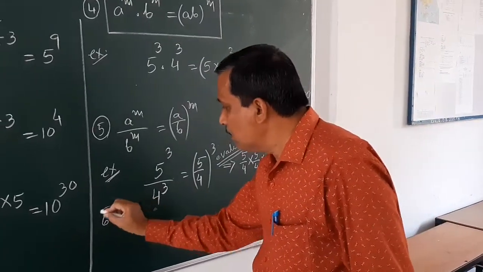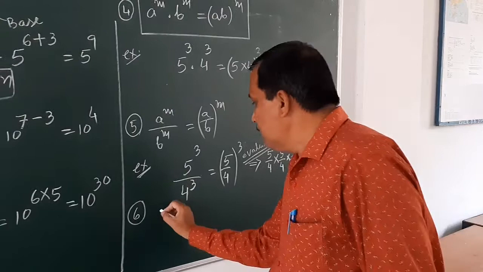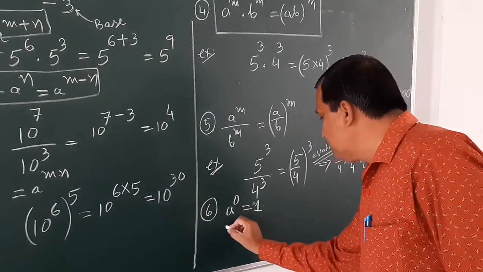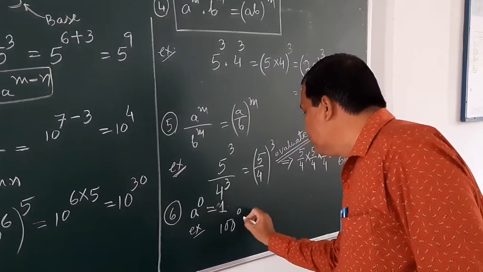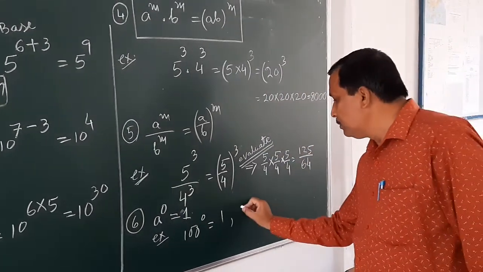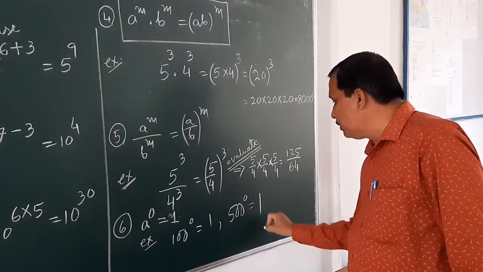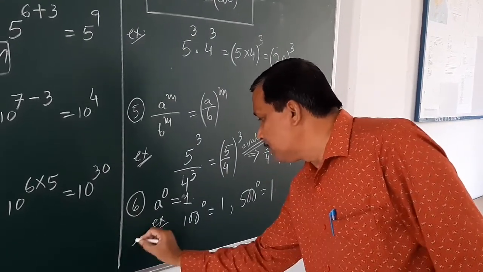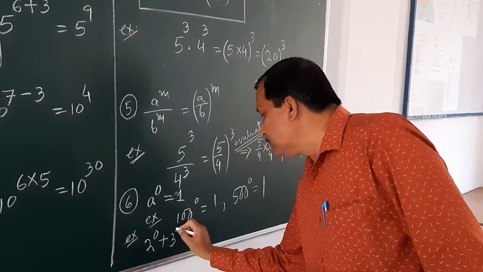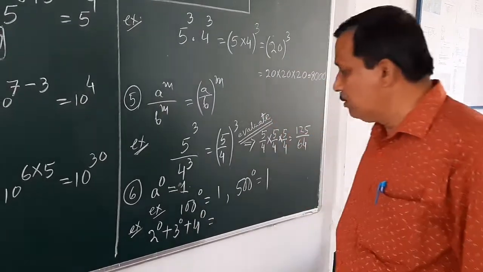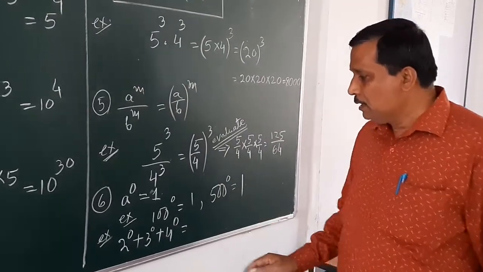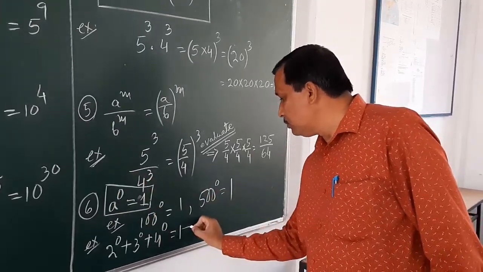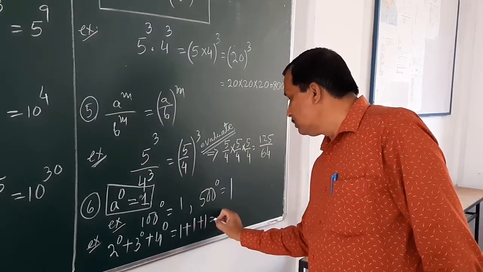Then next law is, that is a to the power 0 is equal to 1. This is one indices law. Suppose, for example, 100 to the power 0, then automatically 100 to the power 0 is 1. Similarly, suppose 500 to the power 0, also the value is 1. So, one interesting question, suppose 2 to the power 0, for example, plus 3 to the power 0, plus 4 to the power 0, then what is the value? Sometimes these questions are coming. So, 2 to the power 0 is 1 because you are using this law. Then 3 to the power 0 is 1, 4 to the power 0 is 1, so the value is 3.